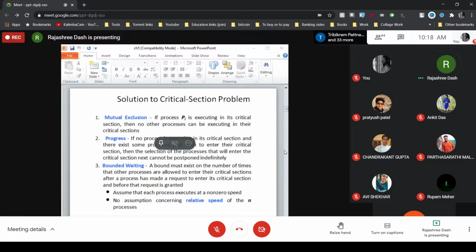Now again, there are two assumptions used. Assume that each process executes at non-zero speed, and there is no assumption concerning the relative speed of the processes. So remember, a solution to a critical section problem must satisfy these three requirements: mutual exclusion, progress, and bounded waiting.